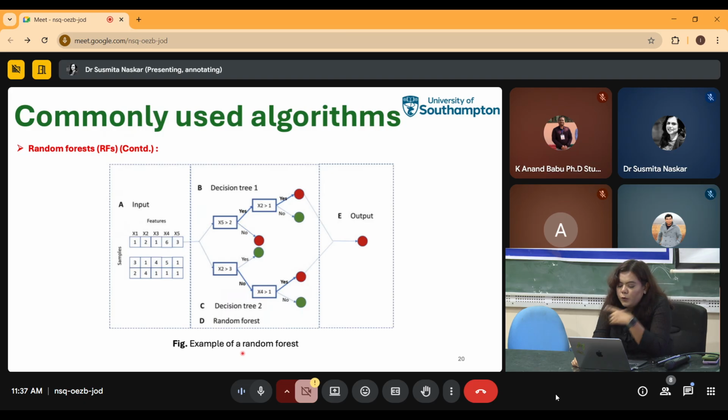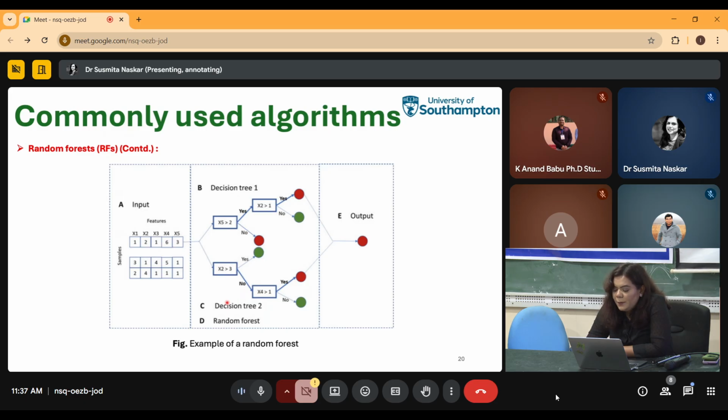So let's look into this particular figure here. On the left, under section A, we have the input data set. It contains multiple samples, each described by several features. Here we have taken x1 to x5. Each row represents a sample and each column represents a feature. Now if you move from the input to B and C, we see two decision trees, and each decision tree applies its own set of rules to the data.